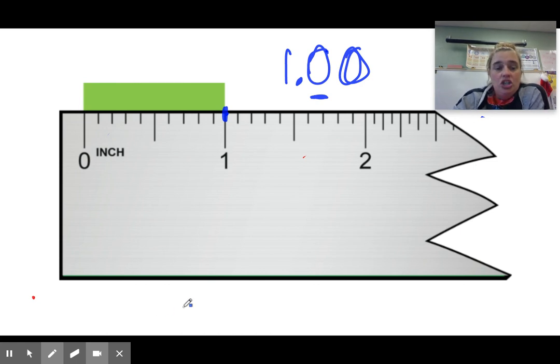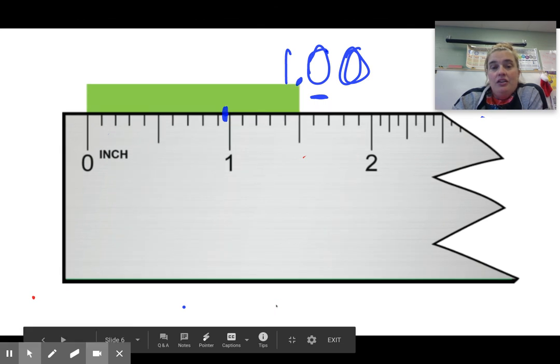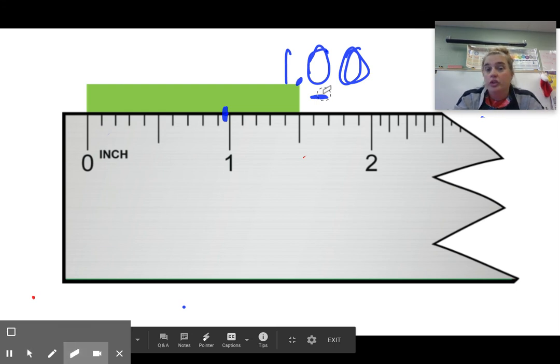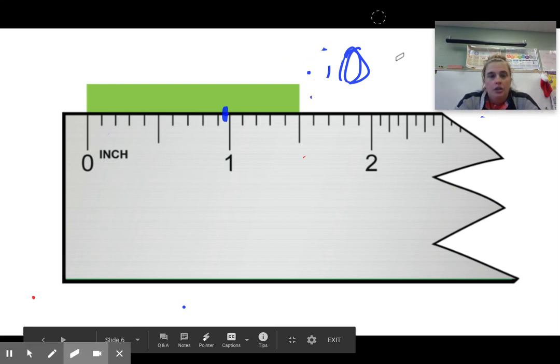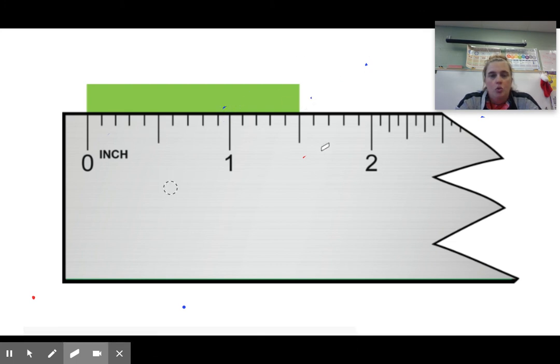We just need to make sure we are measuring to the best of our ability with whatever tool we are given. What about this one?